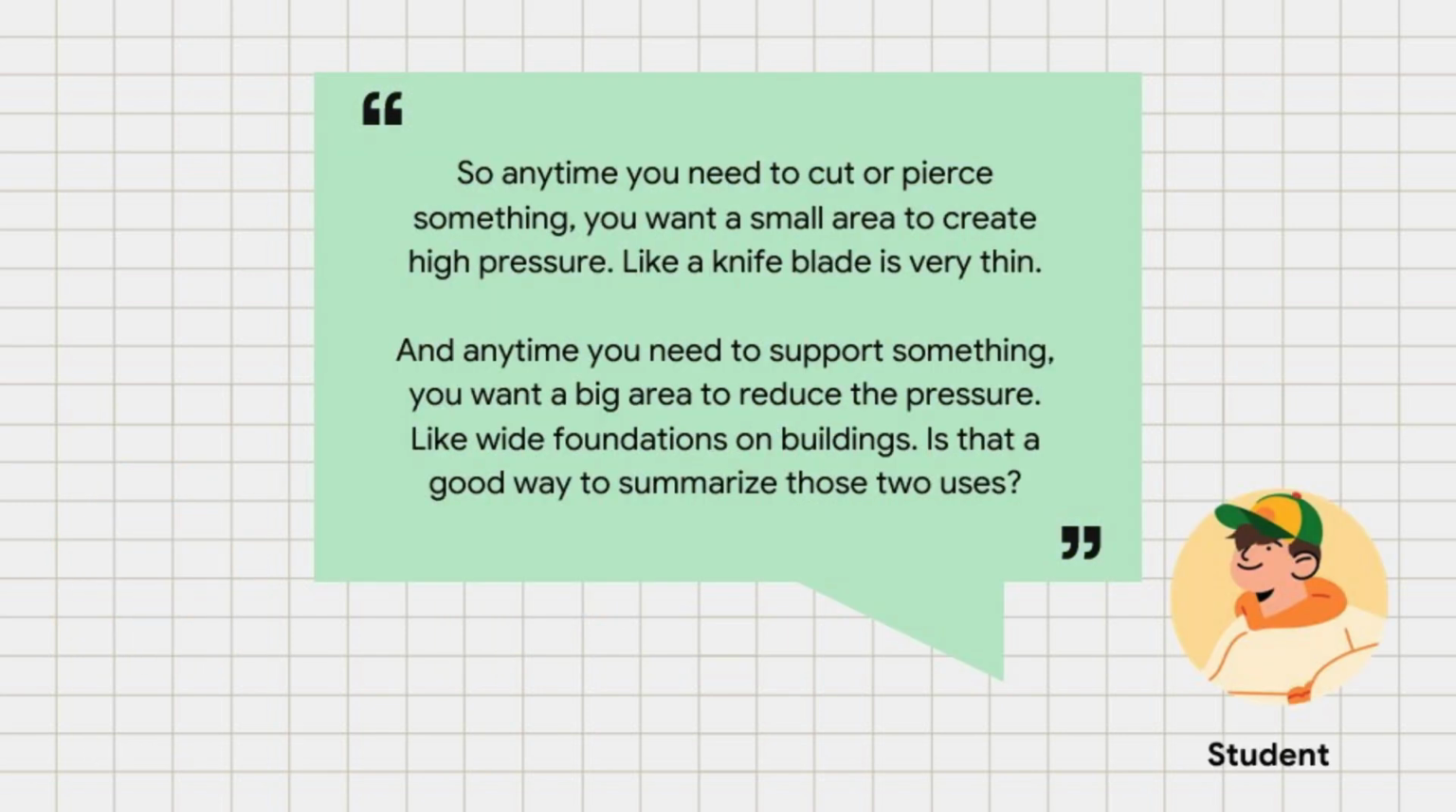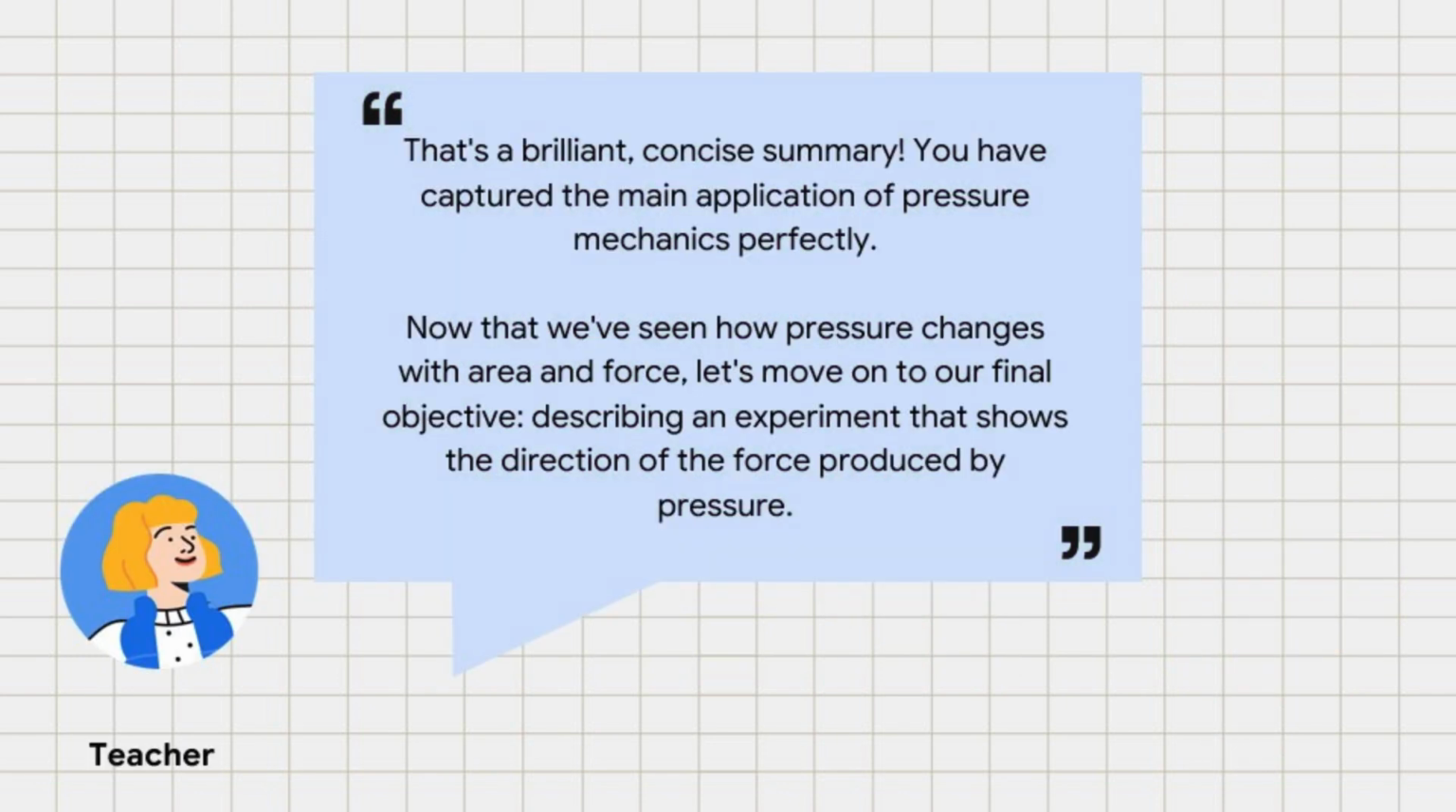So anytime you need to cut or pierce something, you want a small area to create high pressure. Like a knife blade is very thin. And anytime you need to support something, you want a big area to reduce the pressure. Like wide foundations on buildings. Is that a good way to summarize those two uses? That's a brilliant, concise summary. You have captured the main application of pressure mechanics perfectly.